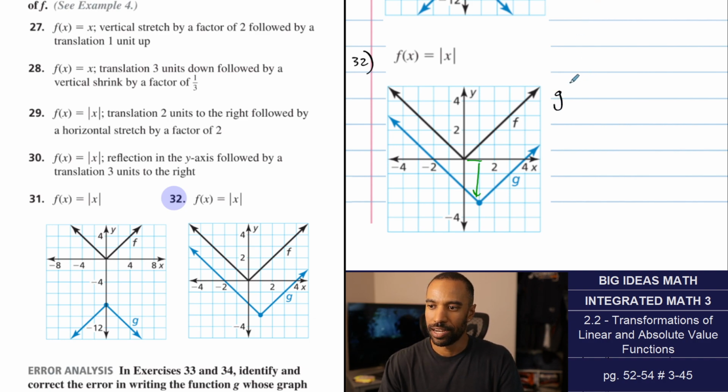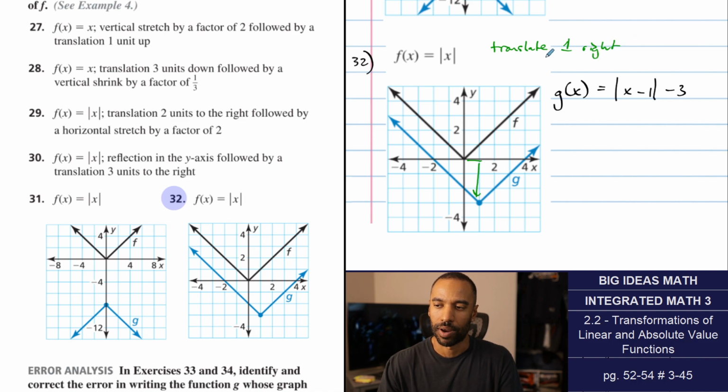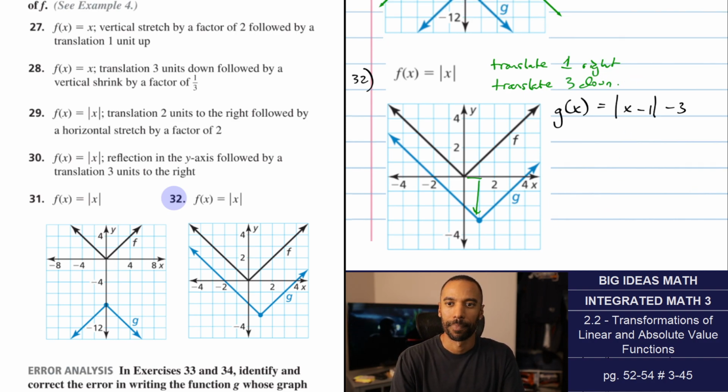You know, I kind of just want to write the vertex form equation. I think it's worth us knowing what that is. Absolute value of x minus 1, and then minus 3. That's translate 1 right. That's the whole x minus 1 portion. And then translate 3 down. Okay, moving on up.